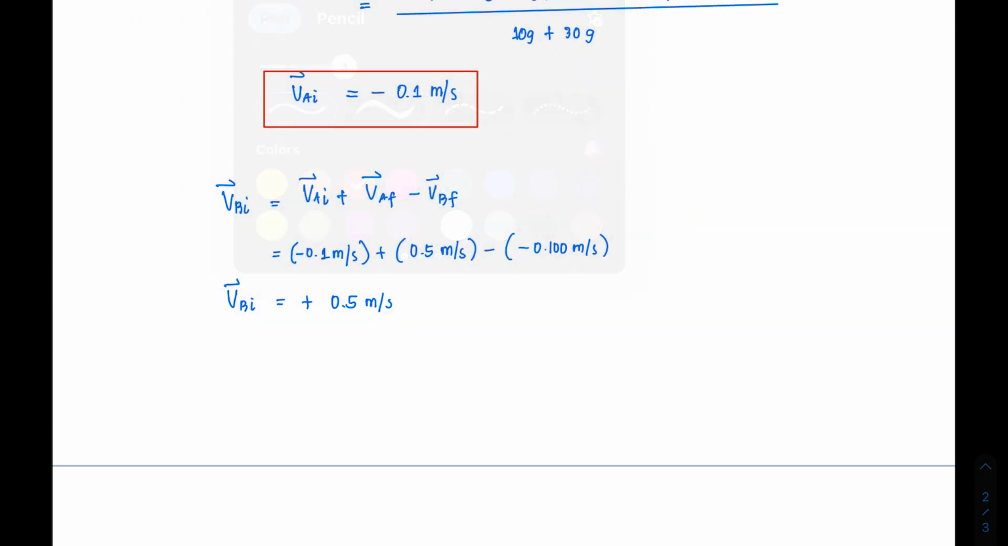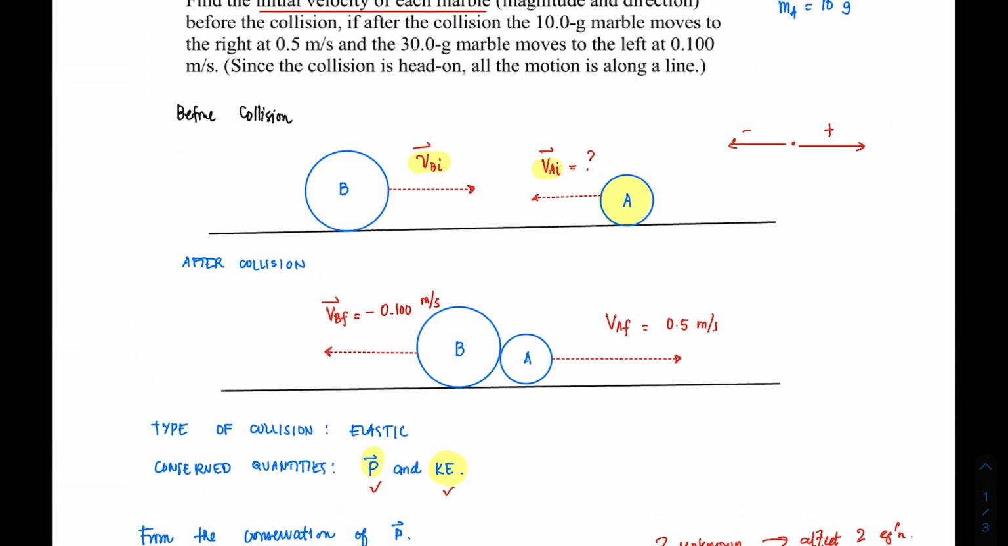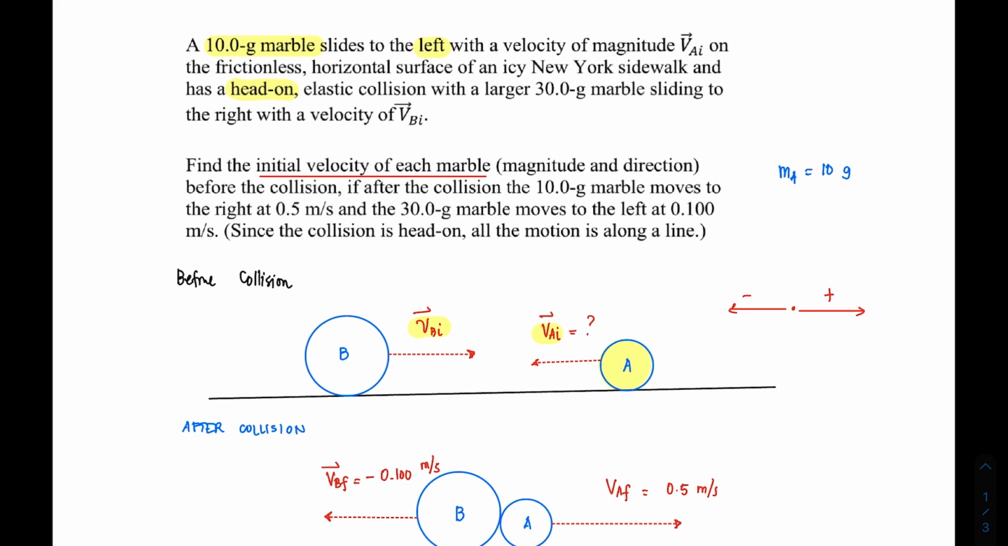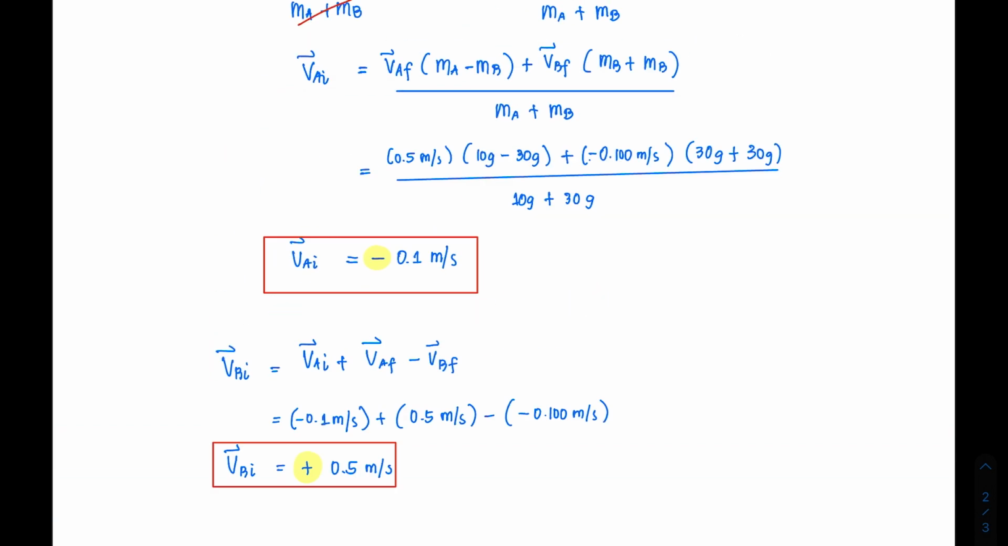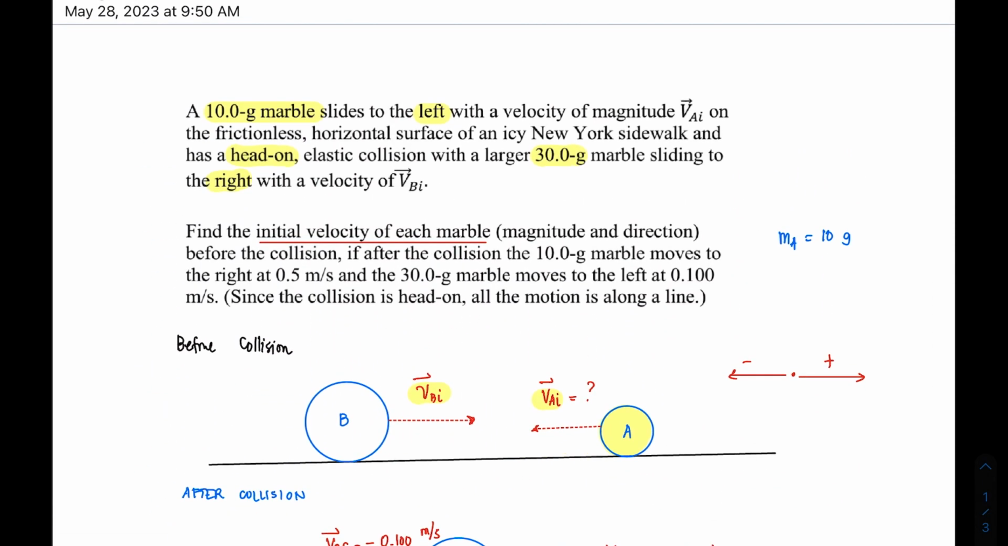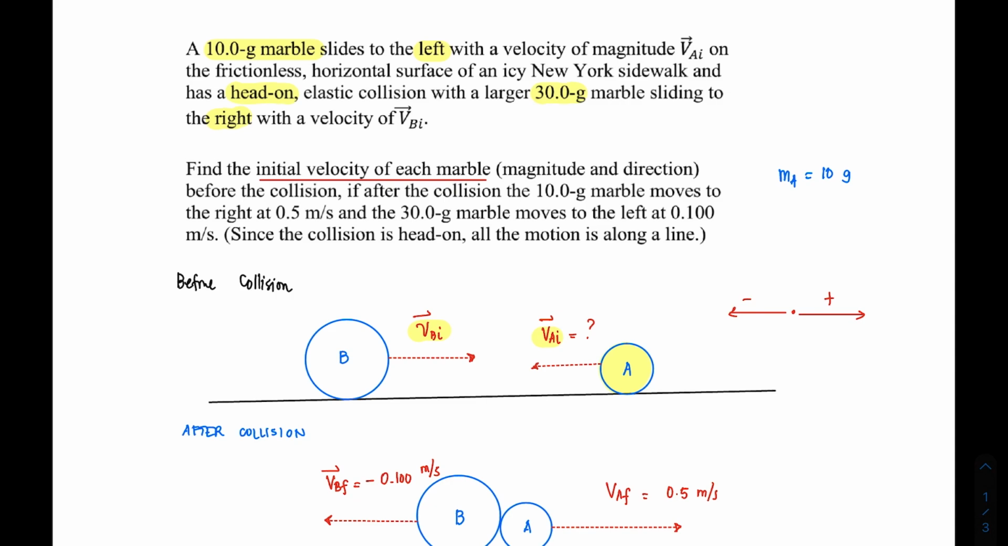That means that initially, before collision, your VBI must have been moving towards the right. Okay, now let's check if this makes sense. Based on the problem, your VBI is the 30-gram marble, and it's sliding towards the right. So this is again a confirmation that we are getting the correct answer because the sign matches. Plus indicates towards the right, and VAI, the 10 grams, is actually moving towards the left according to the problem. Okay, so this is the solution for the long quiz set B.